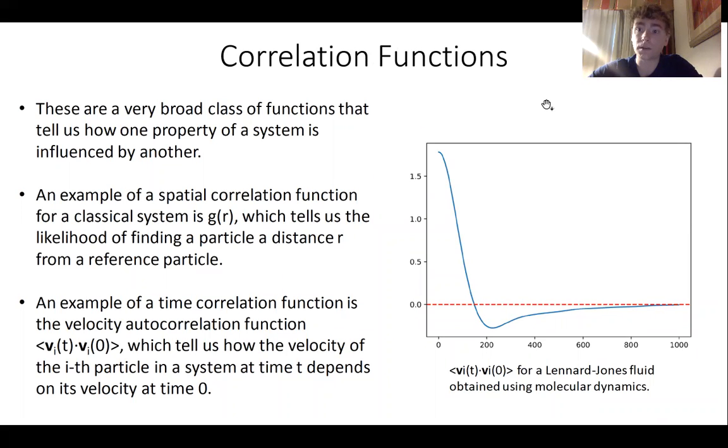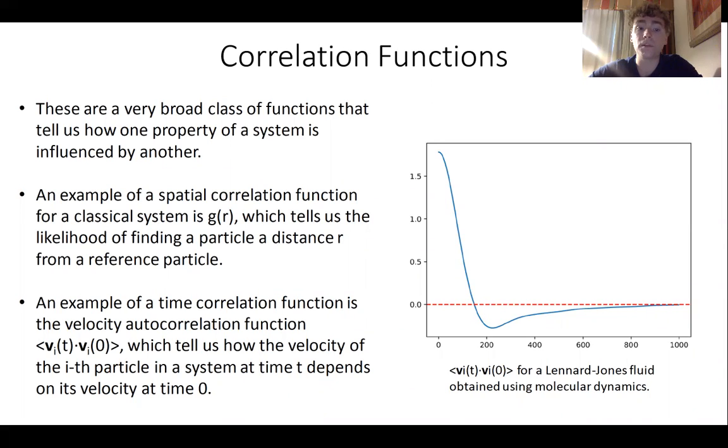So this is just an introduction to correlation functions. Correlation functions are a very broad class of functions that tell us how one property of a system is influenced by another. An example of a spatial correlation function for a classical system is G of r, which tells us the likelihood of finding a particle at distance r from a reference particle. It's also called the radial distribution function.